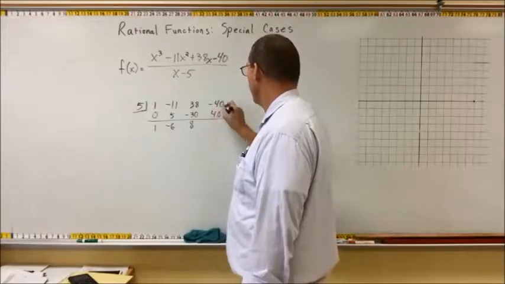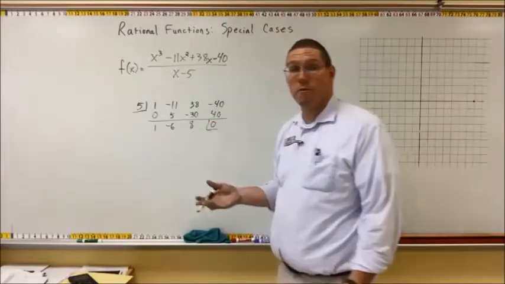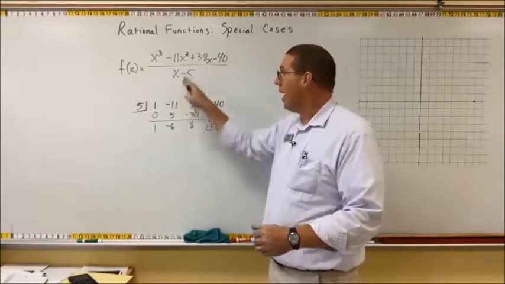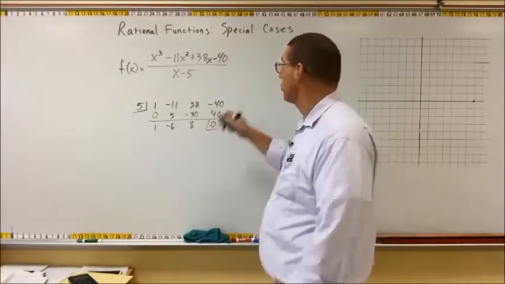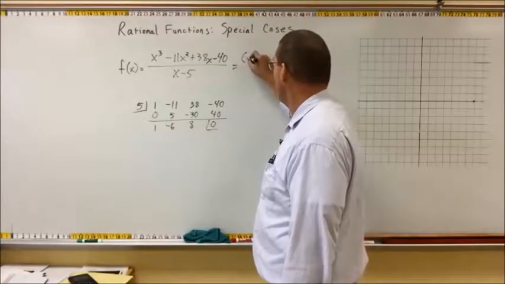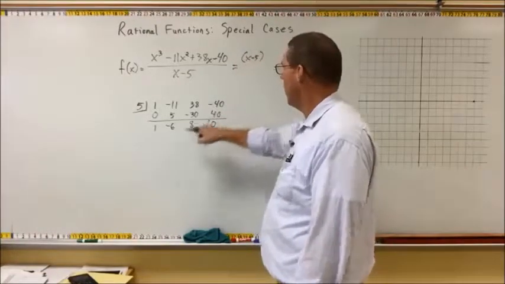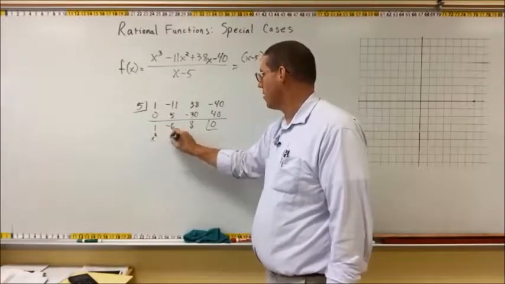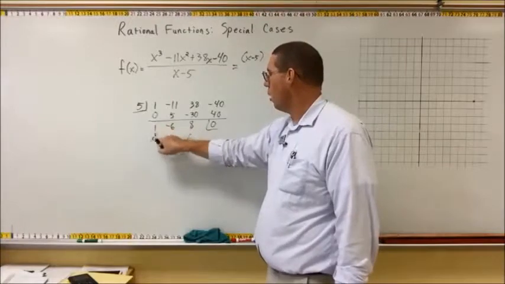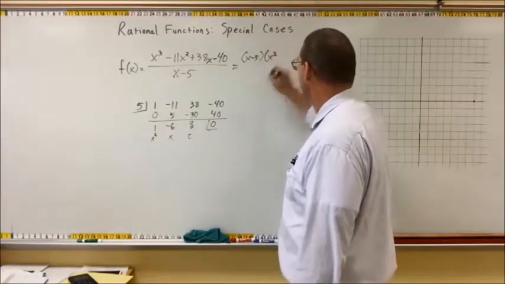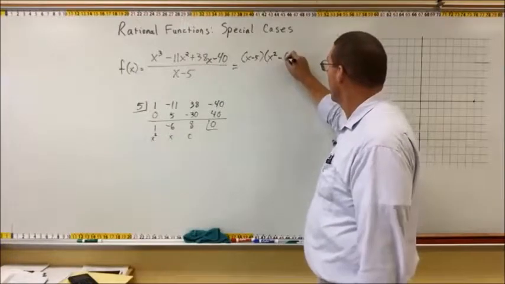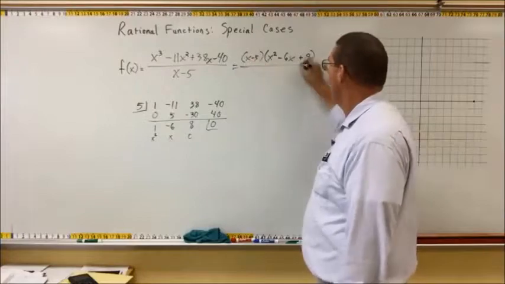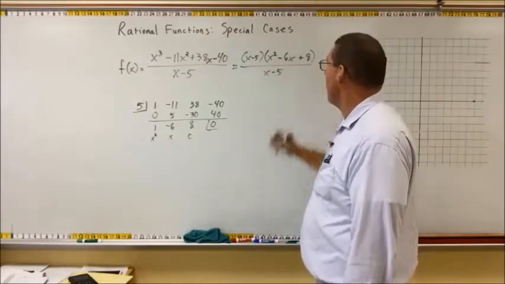5 is 40. -40 plus 40 is 0. So we have a remainder of 0. That means that the numerator can be factored, and x minus 5 is one of the factors. So this is going to become x minus 5 in the numerator, and then what's left over here is this is x to the third, that makes this x to the second, that makes this x, and that makes this a constant. So 1x squared is just x squared, minus 6x, and then plus 8, all over x minus 5.